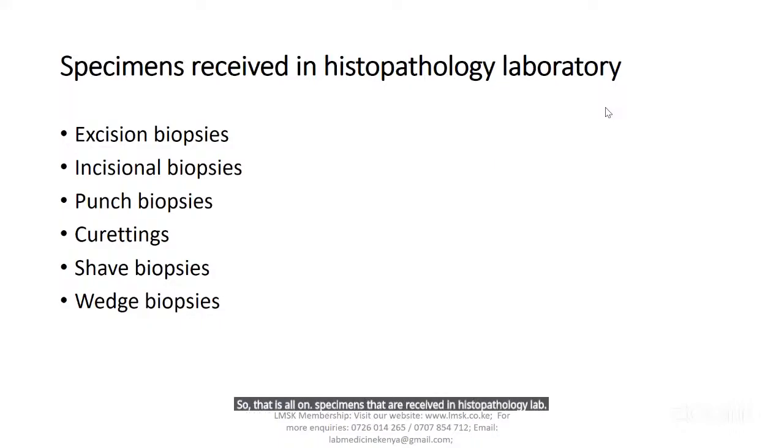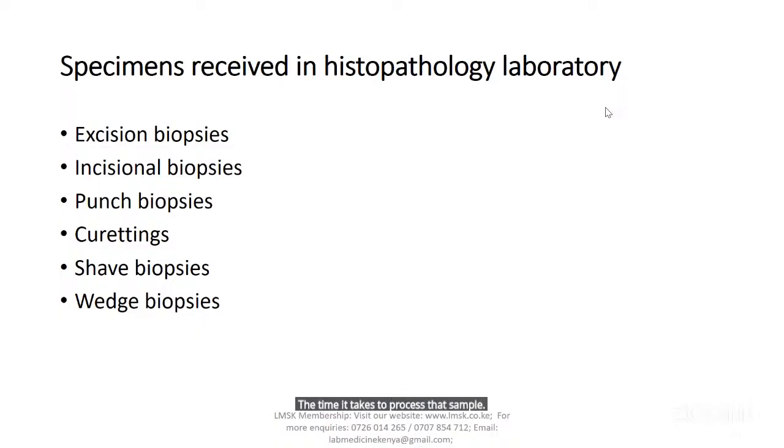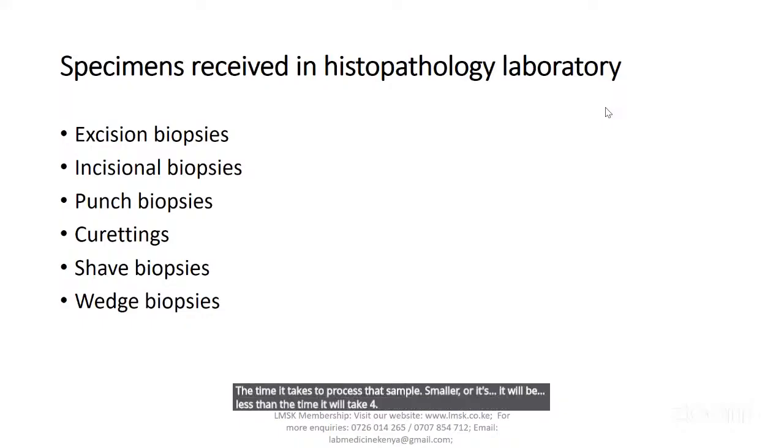And I've said the kind of specimen that you're receiving in a histopathology lab will affect the TAT, in that if you're having a smaller sample, you cannot compare it to when you're having a big sample like a breast tissue. The time it takes to process a small sample will be less than the time it will take for big specimens.